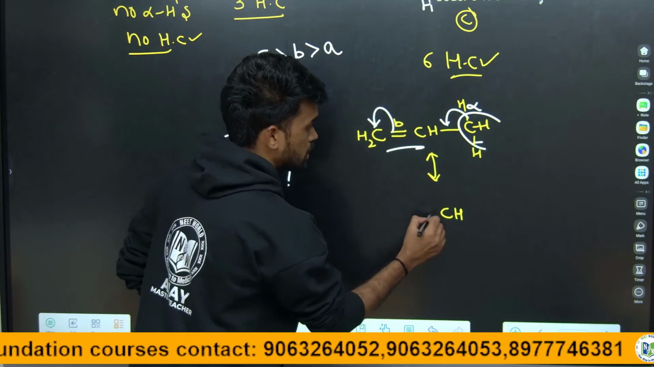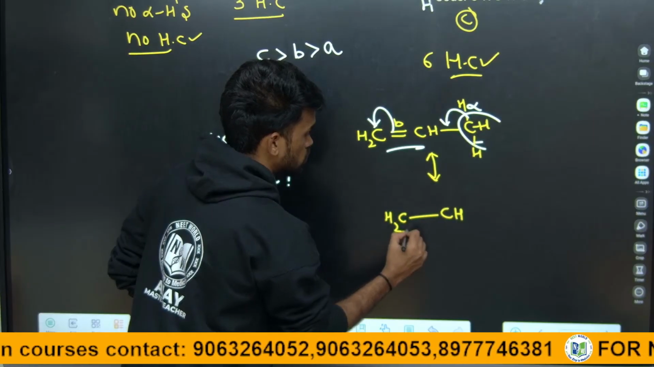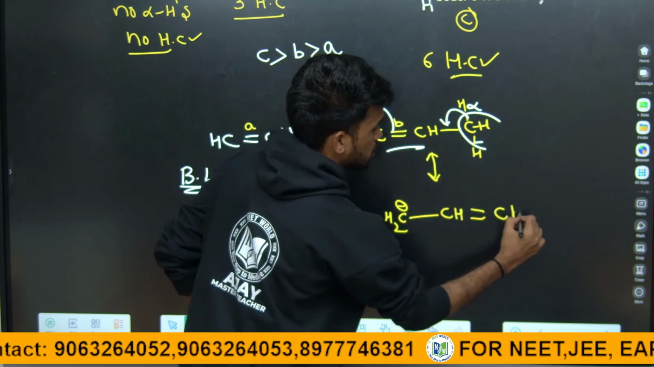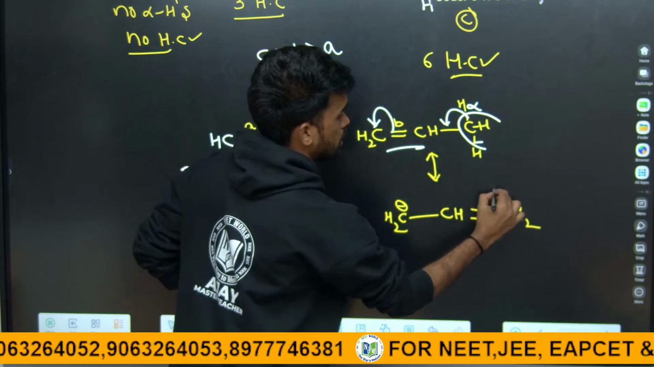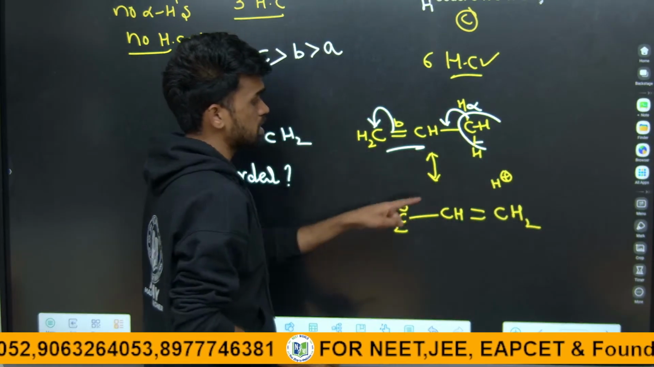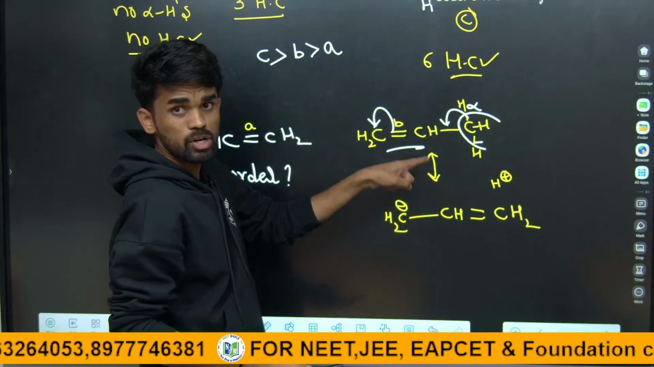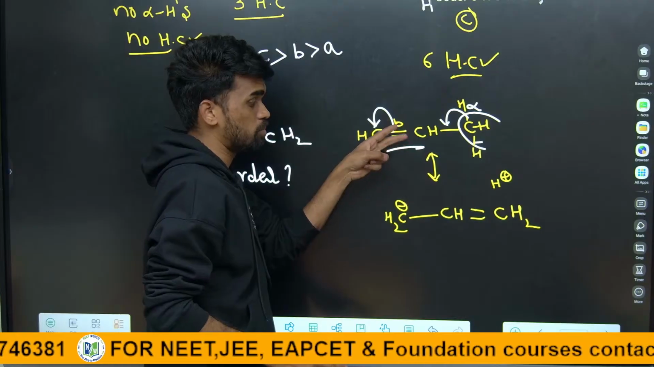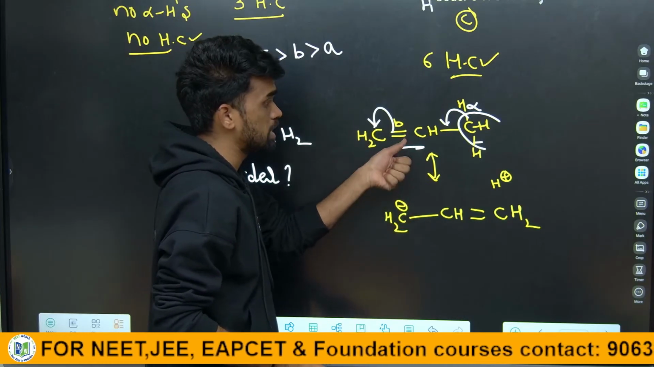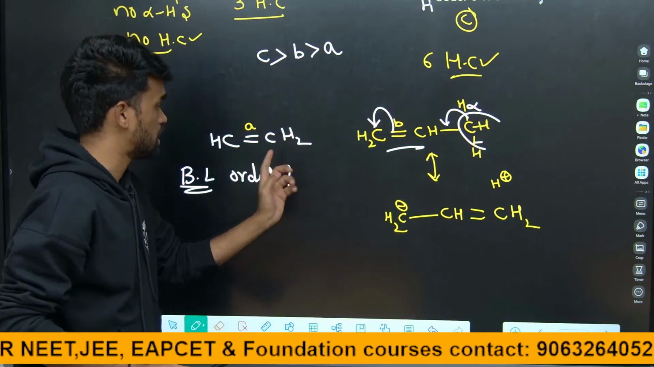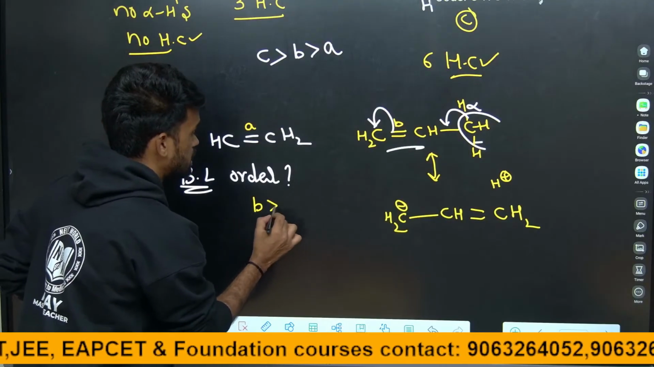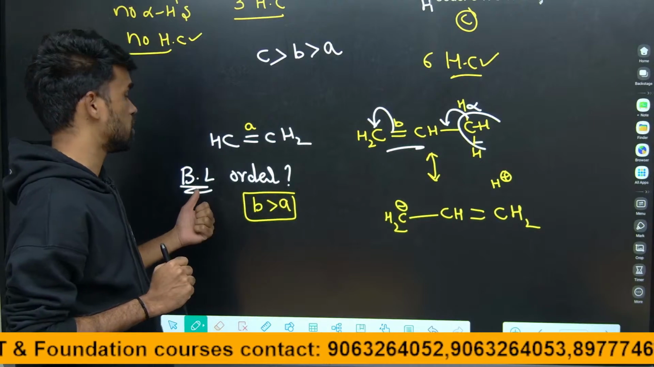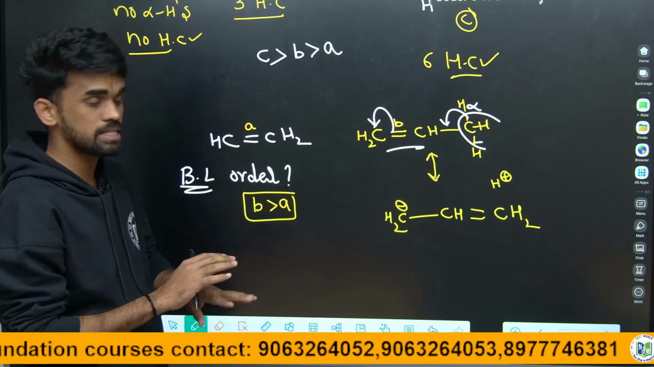So I can write this as CH2 negative charge, and when it is shifting here I can write CH2 like this and H plus. So this is how the hyperconjugation takes place, and the double bond becomes a single bond. I can say the bond length is increased. So what is the order? B is greater than A. So this is one more application of hyperconjugation, that is on bond length. I hope this is also clear.